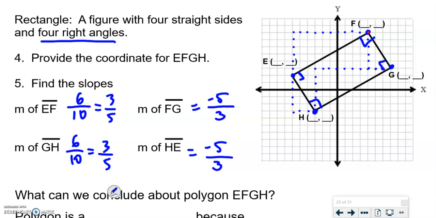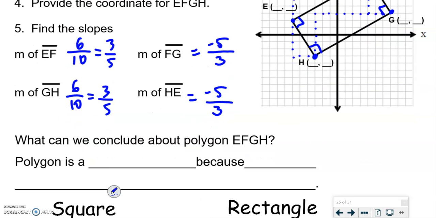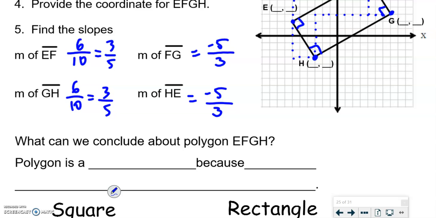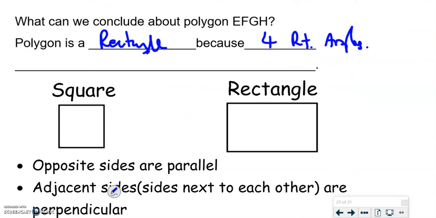Okay? It has 4 right angles because the lines are perpendicular to each other. And the lengths are not all the same, so therefore it can't be a square. Okay? It's a rectangle, because it has 4 right angles. Okay, so that's what makes it a rectangle.